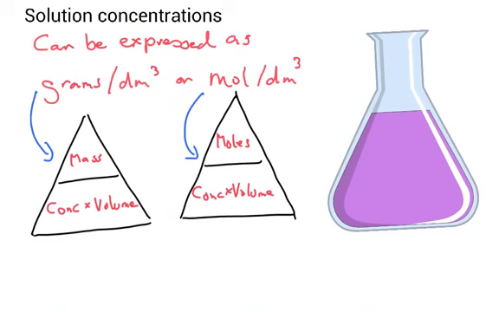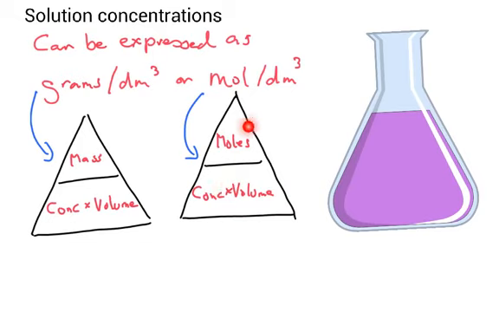Okay, so firstly starting off, solution concentrations. Now these can be expressed in two different ways. You can be given grams per decimeter cubed or moles per decimeter cubed. Now to find the concentration in terms of grams per decimeter cubed, you do the mass divided by the volume. But more commonly, the concentration is given in moles per decimeter cubed. The concentration is the number of moles divided by the volume.